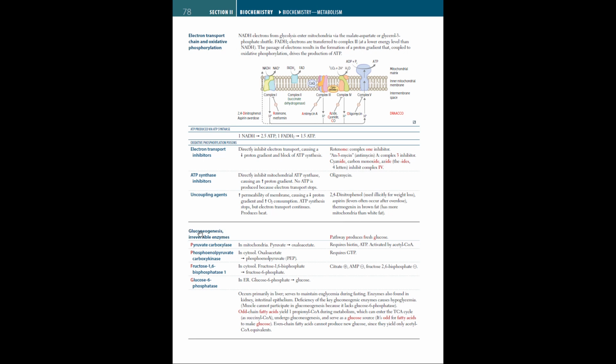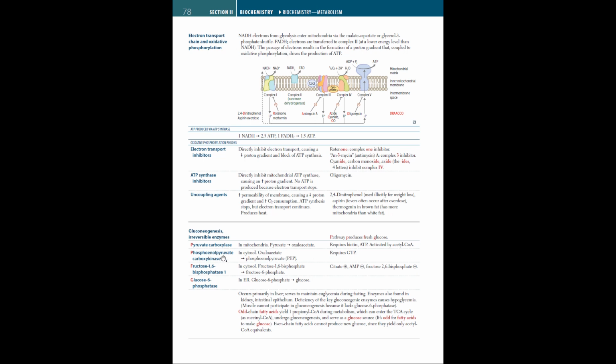Now, let's talk about the irreversible enzymes in gluconeogenesis, which are pyruvate carboxylase, phosphoenolpyruvate carboxykinase, fructose 1,6-bisphosphatase 1, and glucose 6-phosphatase. So PPFG: Pathway Produces Fresh Glucose. Pyruvate carboxylase is in the mitochondria, and this converts pyruvate to oxaloacetate. This requires biotin, ATP, and activated acetyl-CoA.